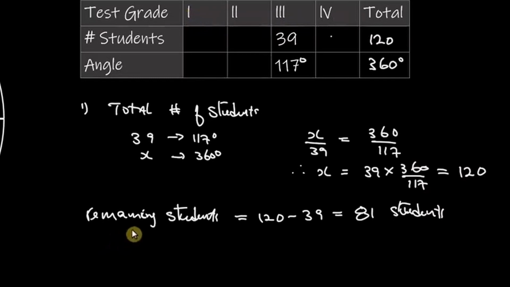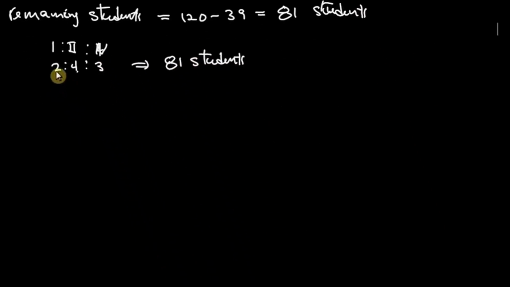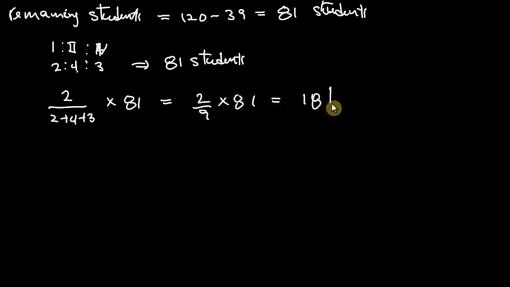And we are told that the ratio of the passing grades between 1, 2, and 4, so for grades 1, 2, and 4, the ratio of the passes is given as 2 to 4 to 3. And this is shared among 81 students. We could then determine that the number of students who got a pass at grade 1 would be equal to 2 over 2 plus 4 plus 3 multiplied by 81, and that would be equal to 18 students who received a pass at grade 1.